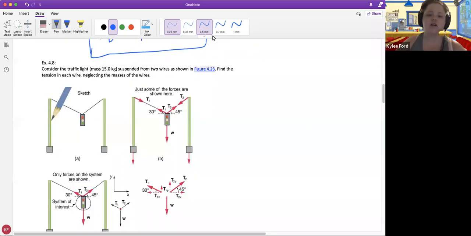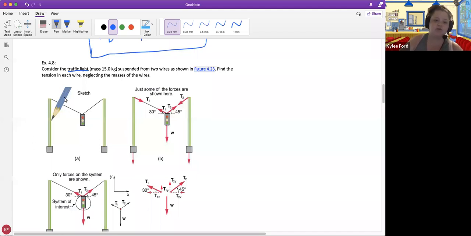All right, we are going to go ahead and do our next example, example 4.8 in your textbook. We are looking at a traffic light with some mass, and it's suspended from two wires as shown. We want to find the tension in each of these wires, neglecting the masses of the wires. Our first step is to identify the forces involved here.